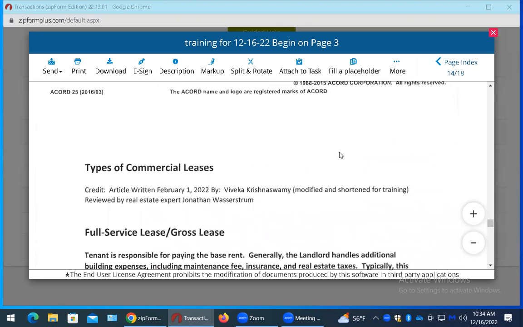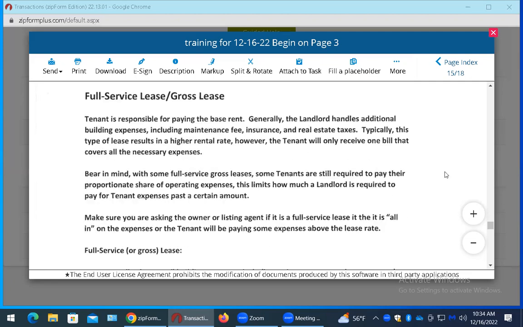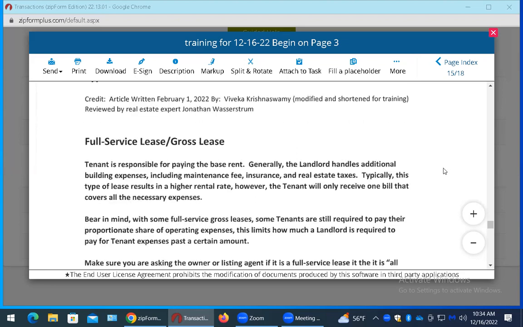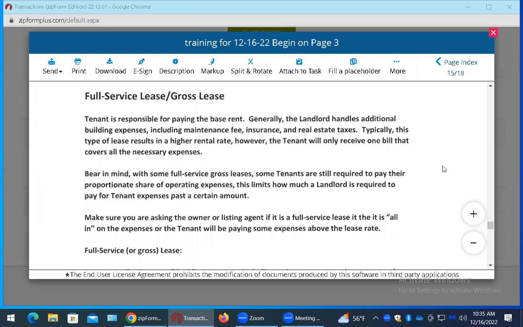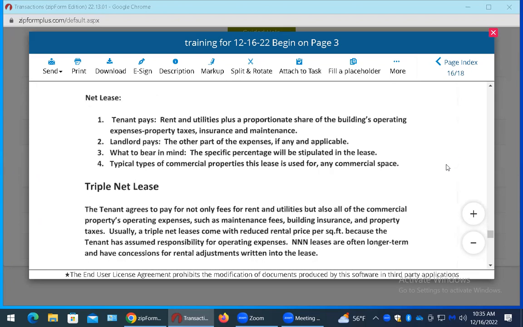Yeah, it's pretty straightforward. Okay, so I have this typed up, types of commercial leases. This was a fabulous article written by someone February 1, 2022. I can't pronounce the name because it's quite a lengthy name. But if you need a copy of this, I like this. I keep it in my desk because I want to know that I'm understanding what each lease type is. So if you need a copy of this, I'm happy to share it.